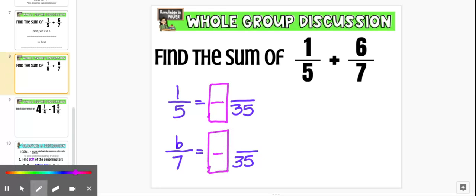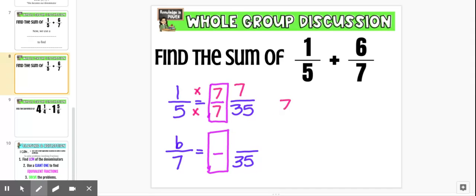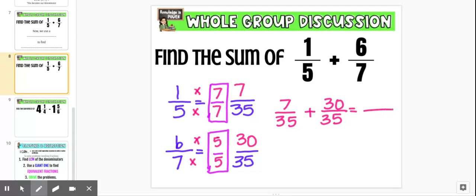All right, and now we can say, okay, 5 times something gives me 35. Well, 5 times 7. And the numerator and denominator have to be the same, so 1 times 7 is 7. So we have 7/35 plus, 7 times 5 is 35, and they have to be the same, so 6 times 5 is 30. So 30/35. And now that I have a common denominator, I can add straight across. So 7 plus 30 is 37.